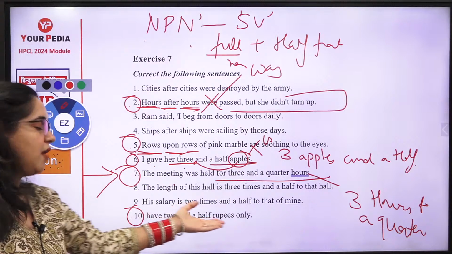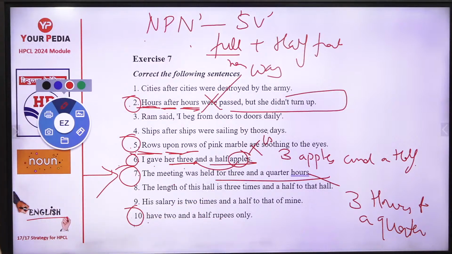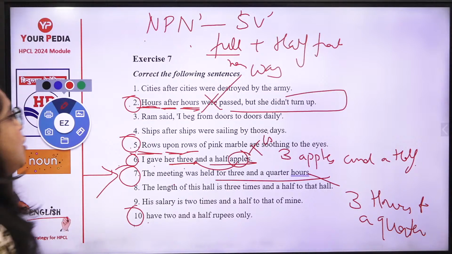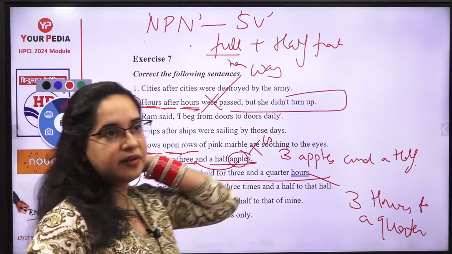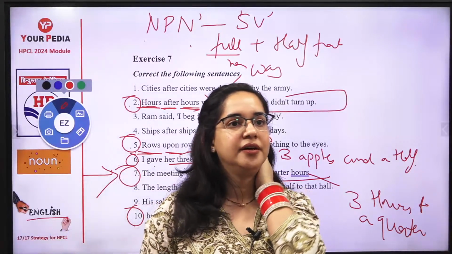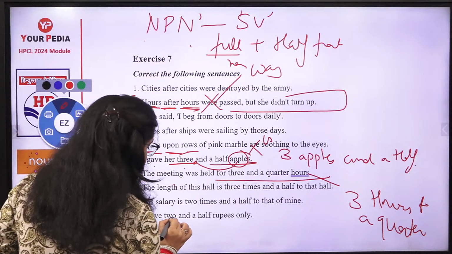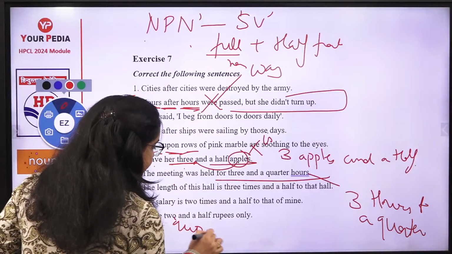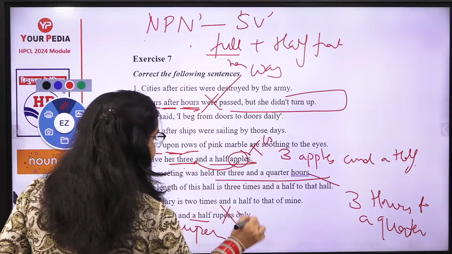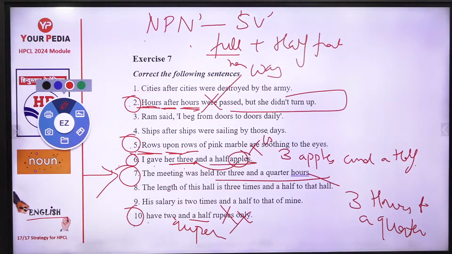I have 2.5 rupees only. क्या आएगा? Easy. These mistakes you do not do. NPN rule के साथ, quarter वाले rule के साथ क्या चीजें आती हैं? क्या आएगा इसका आंसर? Last one. I have 2.5 rupees. Yeah, 2 rupees and a half. Good one, Satyam. So it will be 2 rupees and a half. That's it.